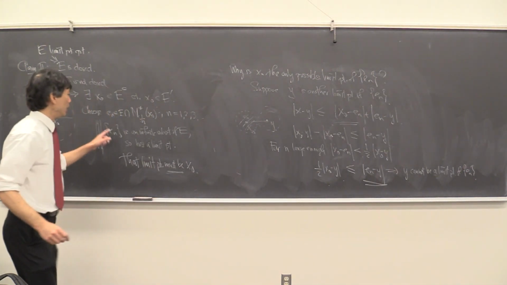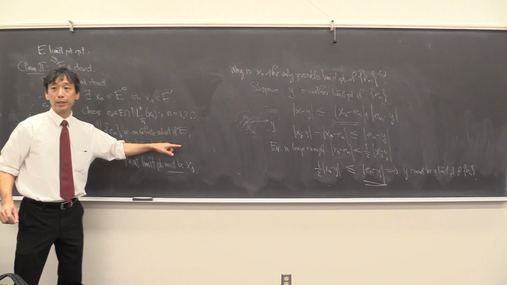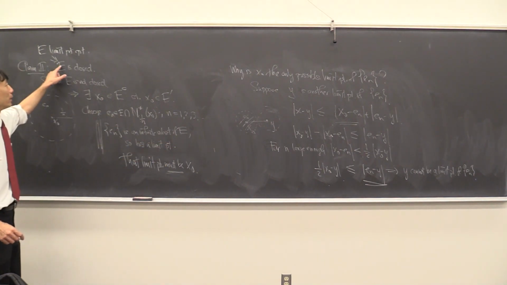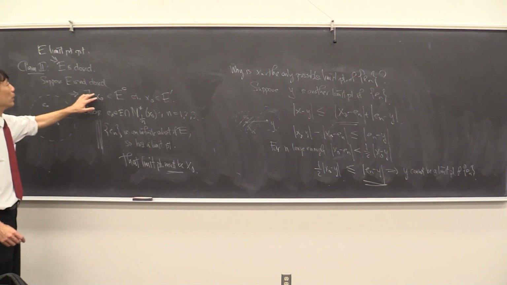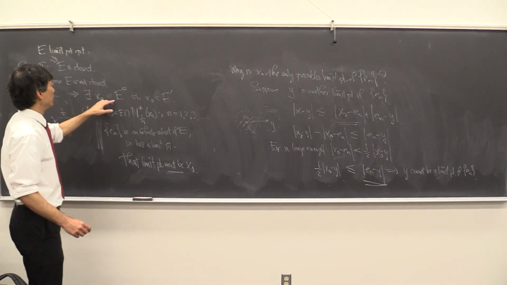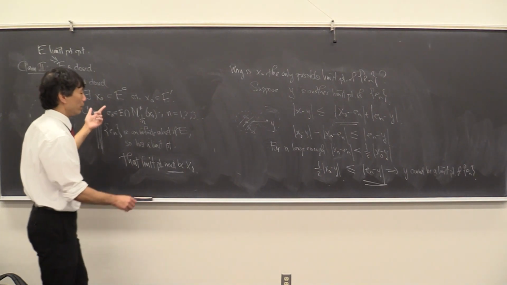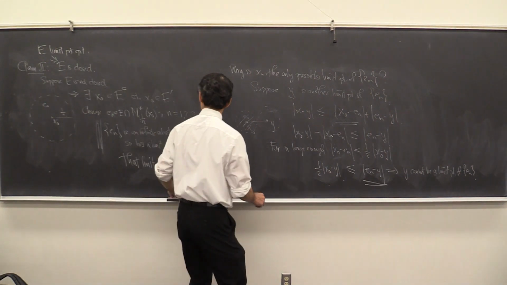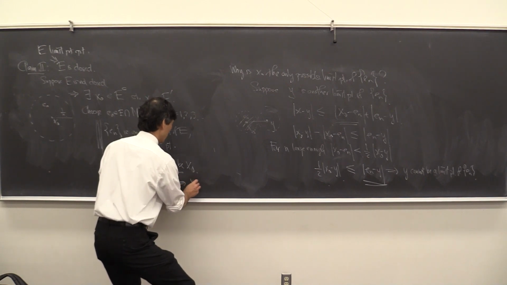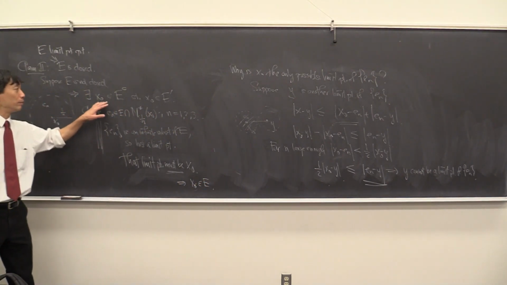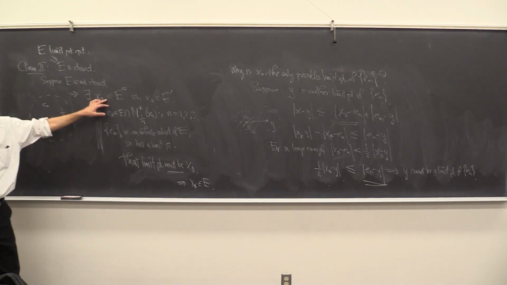So what does it tell you? That tells you that x naught is the only limit point, and by limit point compactness, it must lie in the set. And so x naught lies in E. Okay, contradiction. We said x naught was in E complement.